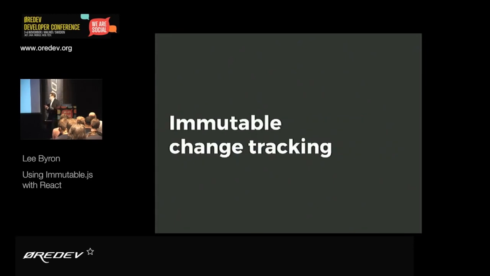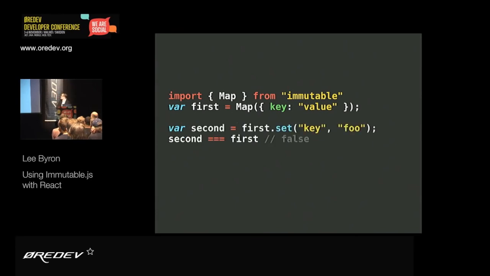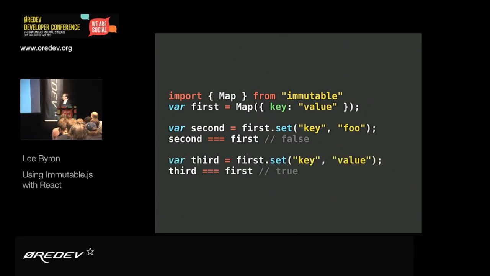So I think immutable data gives us a much better way to solve this problem for UI programmers: change tracking. Check this out. We're going to get a map. Here's a new map with key to value. I'm going to create a second map, and I'm going to set key to foo. So the first one has remained unchanged, and I get the second one. And I can just compare them, just like an equality check. And it turns out these are, in fact, different values.